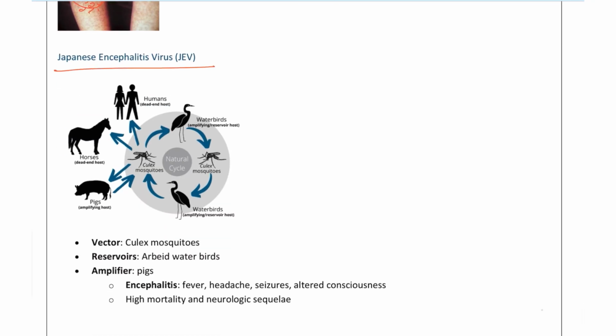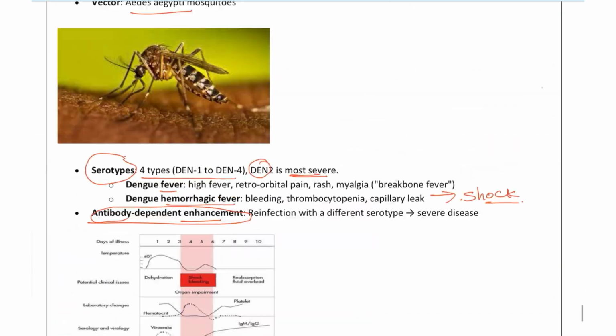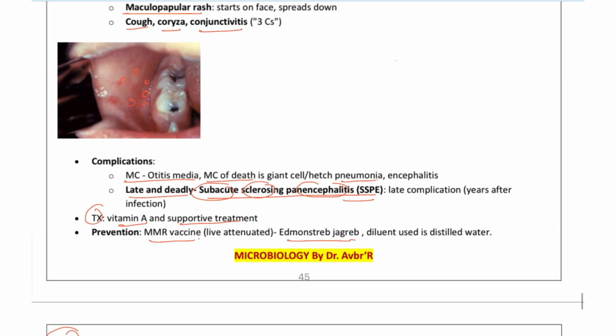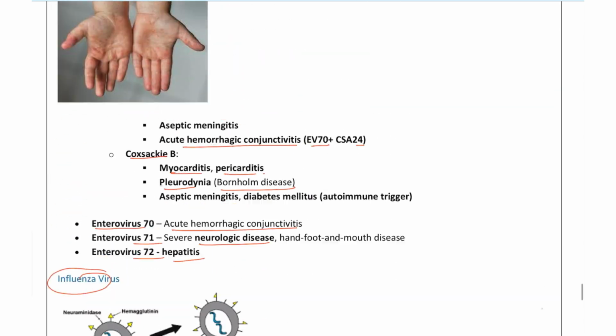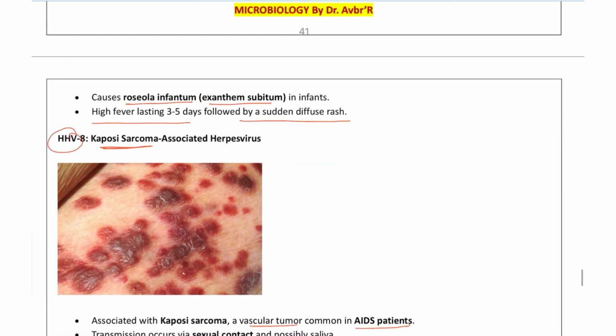Japanese encephalitis virus. This is the most common cause of encephalitis in India. And what is the vector? Culex mosquito. And what are the reservoirs? These are the birds, ardeid birds, and high mortality and neurological sequelae will be seen in this patient. So these are the important topics and important points only. I am not telling the overall review, but these are the important points and the commonly asked points in the examination.